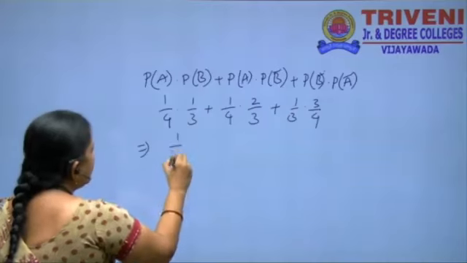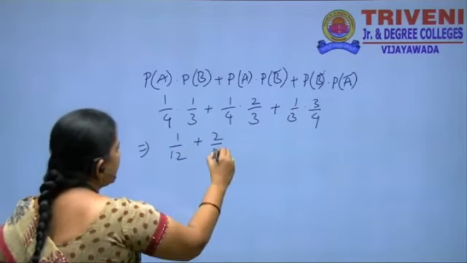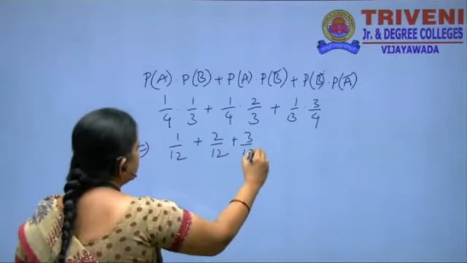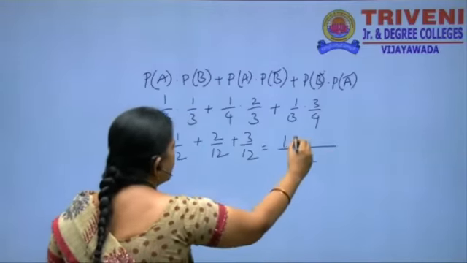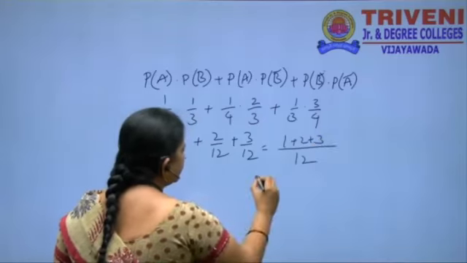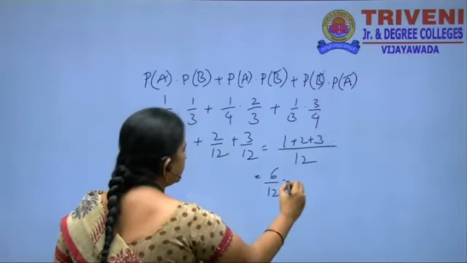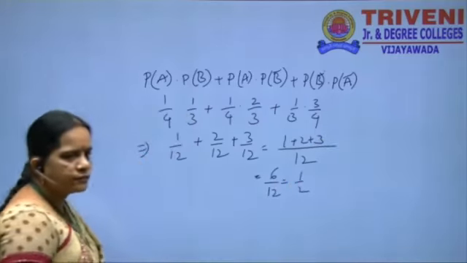Here 1 by 12 plus 2 by 12 plus 3 by 12. Here the denominators are equal, then the LCM is 12. 1 plus 2 plus 3 is equal to 6 by 12, that is equal to 1 by 2.